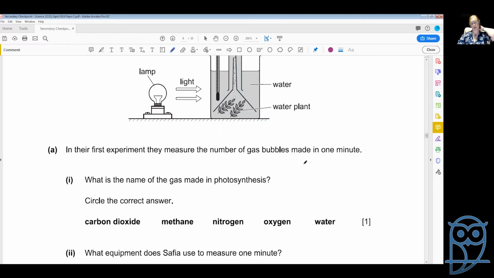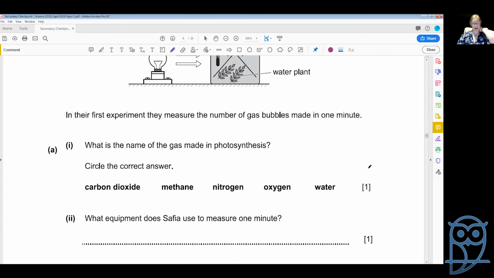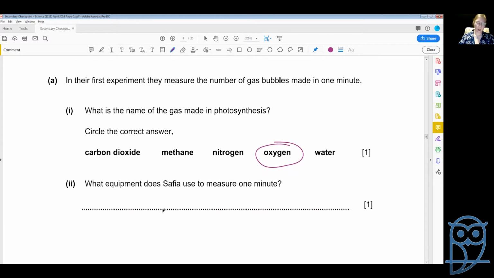So in their first experiment, they measure the number of gas bubbles made in 1 minute. So what is the name of the gas that is made in photosynthesis? And that would be oxygen. Because plants, unlike humans, plants take in carbon dioxide and then release oxygen. What equipment does Sophia use to measure 1 minute? This would be a stopwatch.